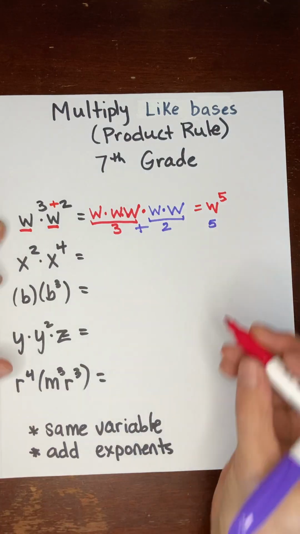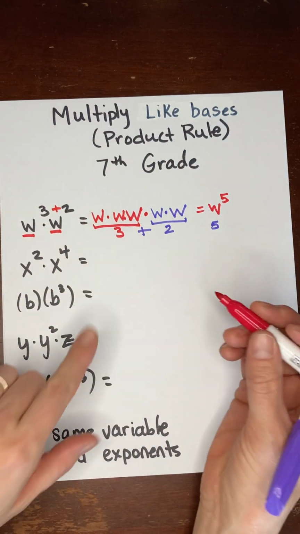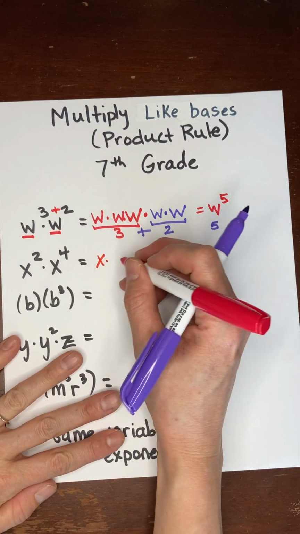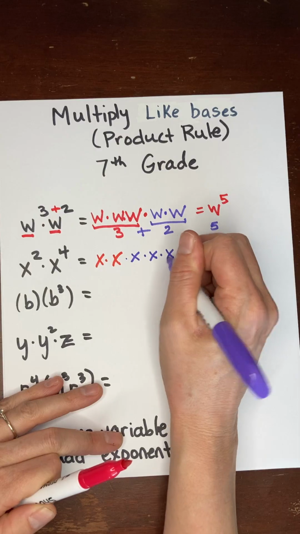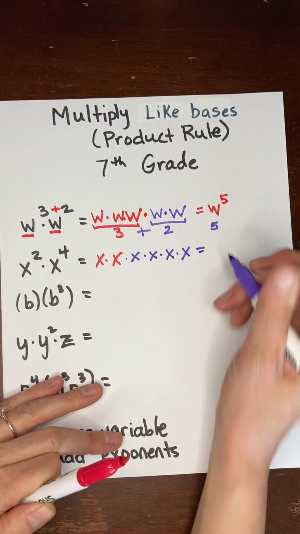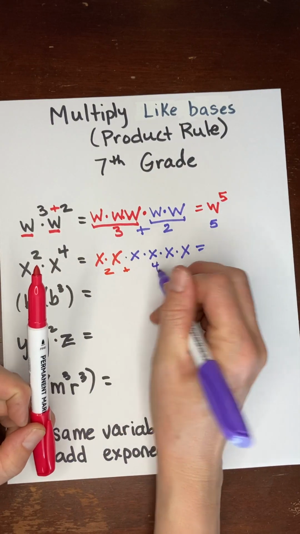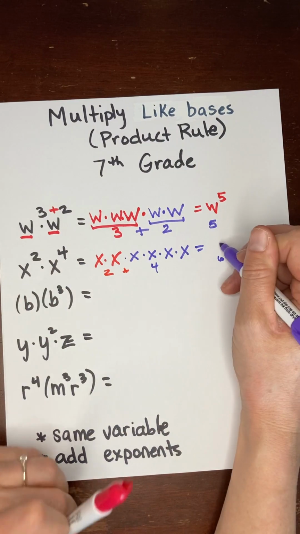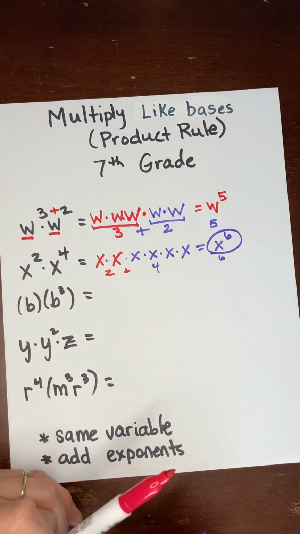Let's do this for x. x squared times x to the 4th. I'm going to do one more where I write it out. x times x is our x squared. 4 x's is 1, 2, 3, 4. I have 2 x's plus 4 x's, which gives me 6 x's. So I've got x to the 6th power as my final answer.